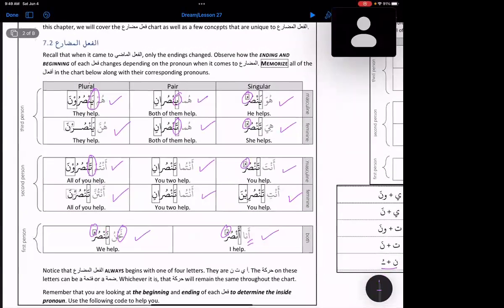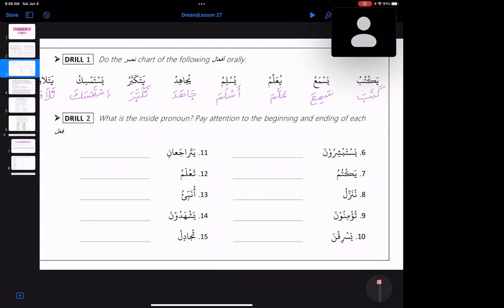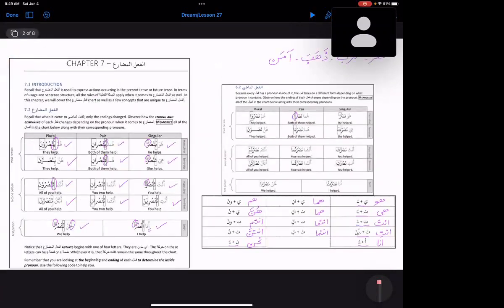So let's do some more practice over here. Kataba becomes Yaktubu. So again, it is same like Nasara Yansuru, right? So Kataba becomes what? Yaktubu. So let's do that. Who can do it, Yaktubu? If you guys need this chart, we can keep this one over here.